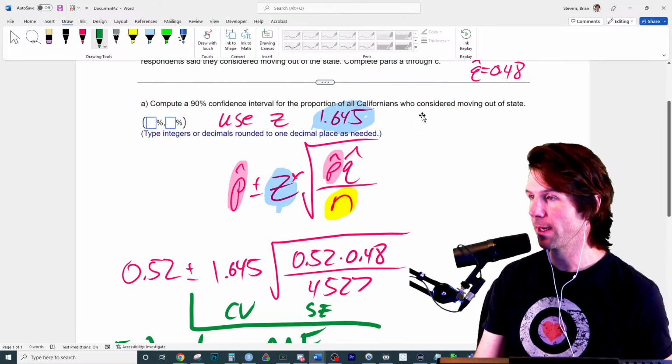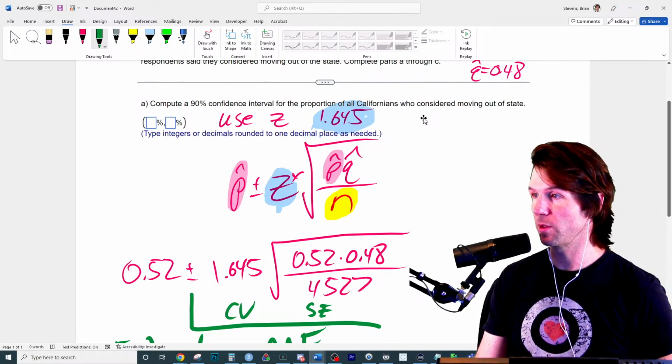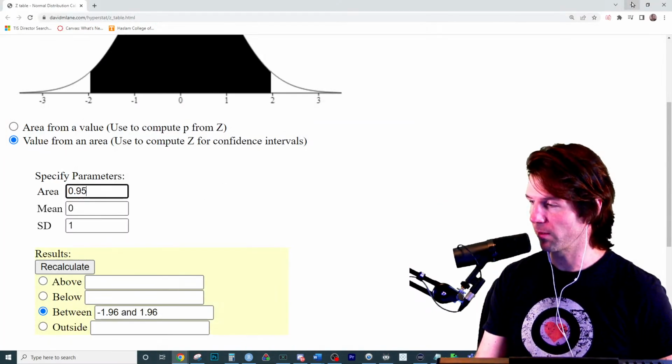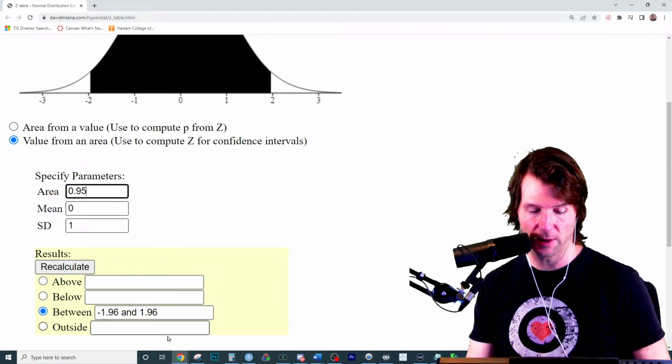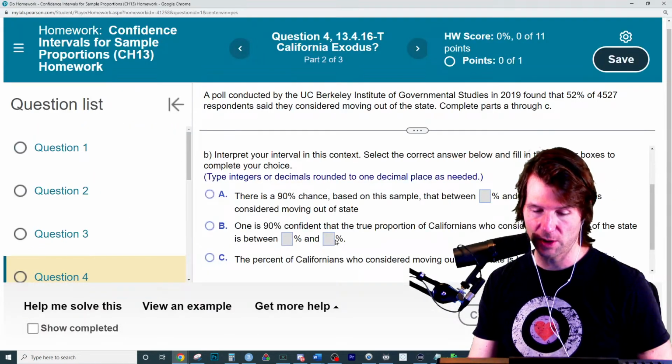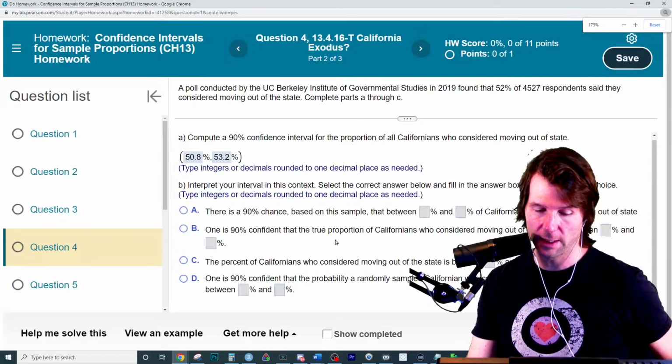My z-score is smaller because I'm 90% confident, so I have a smaller z-score. How's that doing, Evan, right there? 1.96 for your z-score. And the last part of this question says, interpret the interval in context.